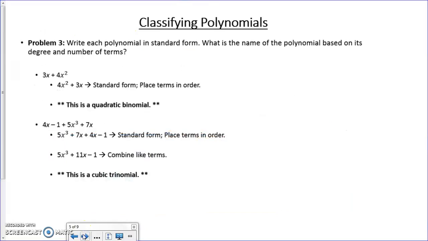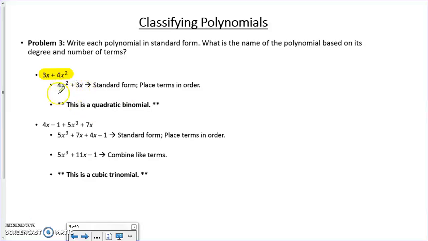Classifying polynomials, which is exactly what we were doing in the chart. Problem 3, write each polynomial in standard form. What is the name of the polynomial based on its degree and number of terms? Remember, standard form is the highest exponent to the lowest exponent. So 3x plus 4x squared. To write this in standard form, we would write 4x squared first plus 3x. Place the terms in order.